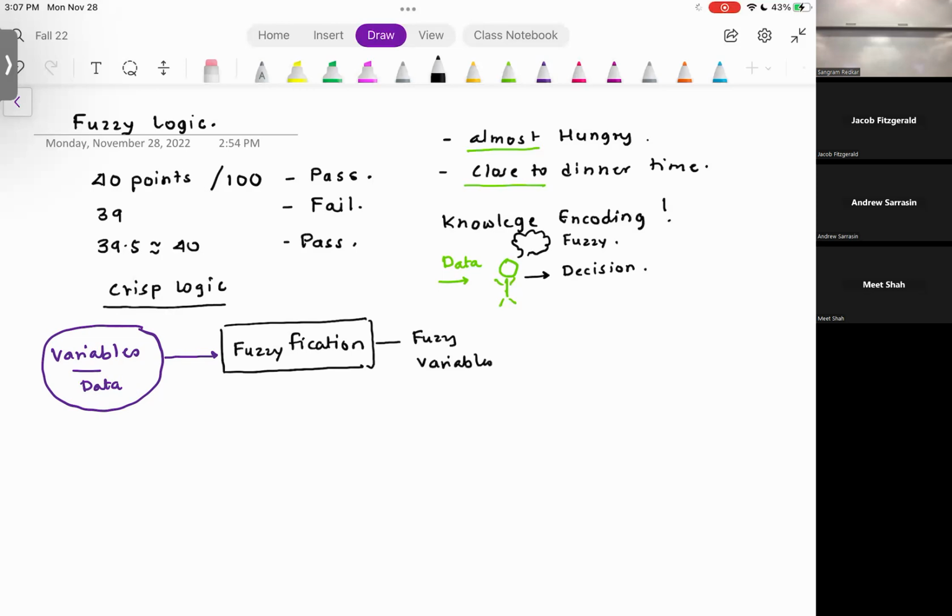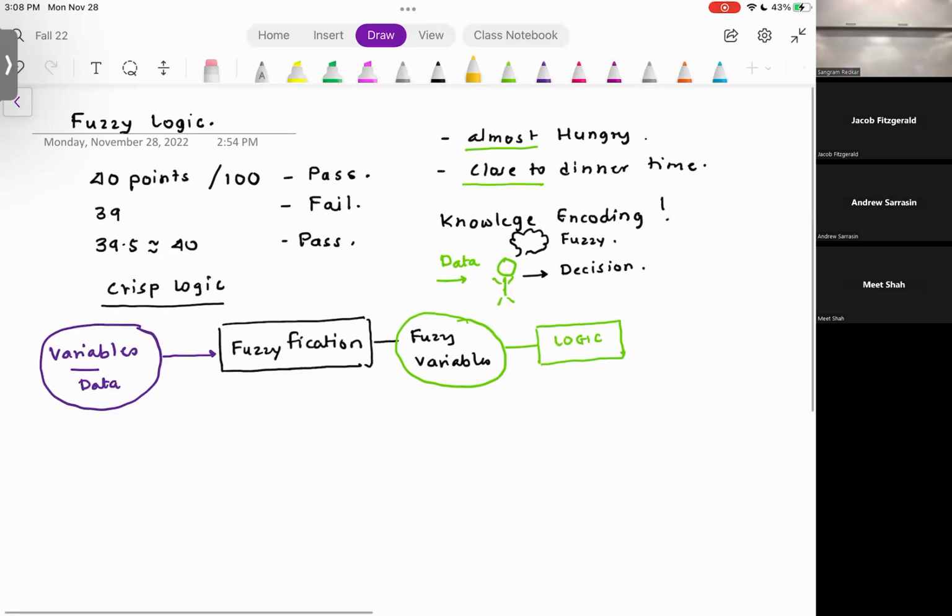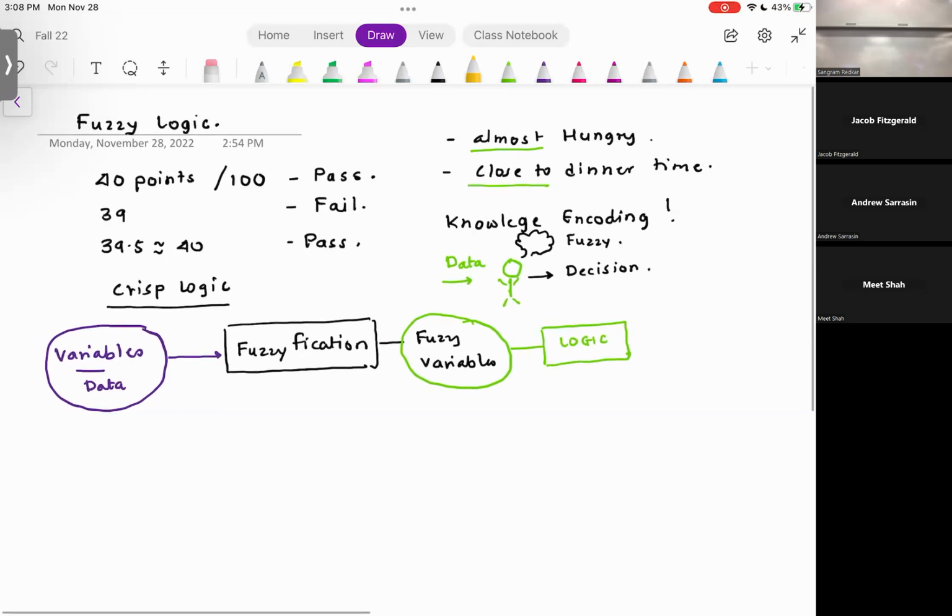And these fuzzy variables are basically fed into some type of logic. And again, even though it says logic, it's a very simple algorithm. Then once you apply fuzzy variables to fuzzy logic, you get a fuzzy decision.